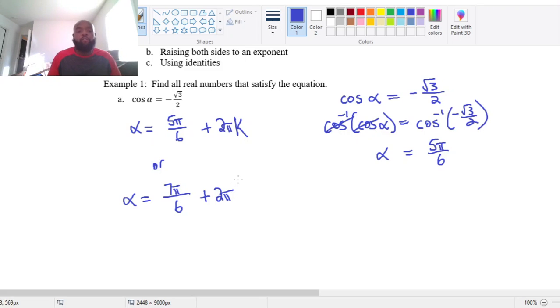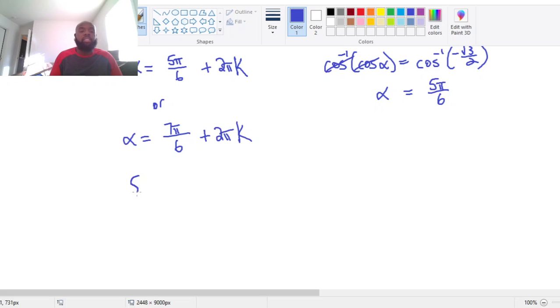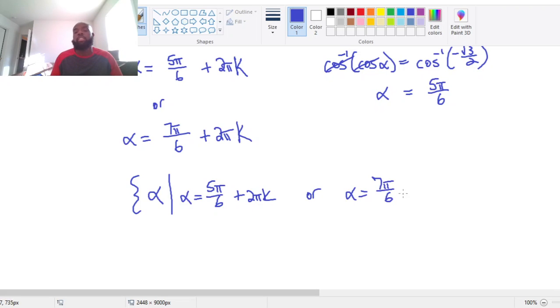The same thing happens for 7 pi over 6. It's going to be 7 pi over 6 plus 2 pi k. And so what we can do is say that our solution consists of the set of angles alpha such that alpha equals 5 pi over 6 plus 2 pi k, or alpha equals 7 pi over 6 plus 2 pi k. And this is our solution set. It involves an infinite number of angles, because we're periodic.